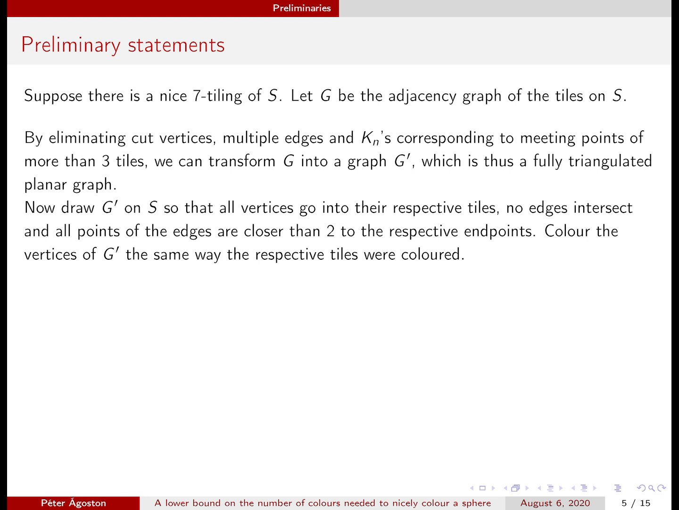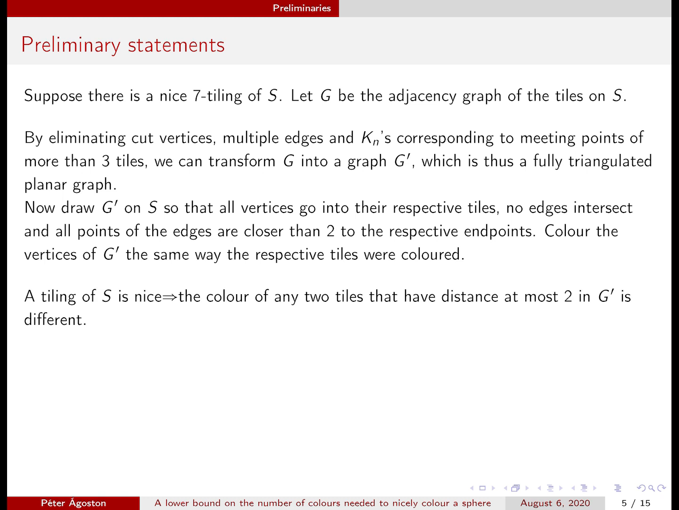I will also require all points on the edges have distance less than 2 from both of the respective endpoints. Typically, all these conditions can be satisfied if the edges go through only the 2 tiles represented by the endpoints. In case the 2 tiles only meet in one point, but their corresponding vertices are still connected with an edge in G', then we still can draw the edges if we are careful enough. Now we color the vertices of G', and from now on we will only care about G'.